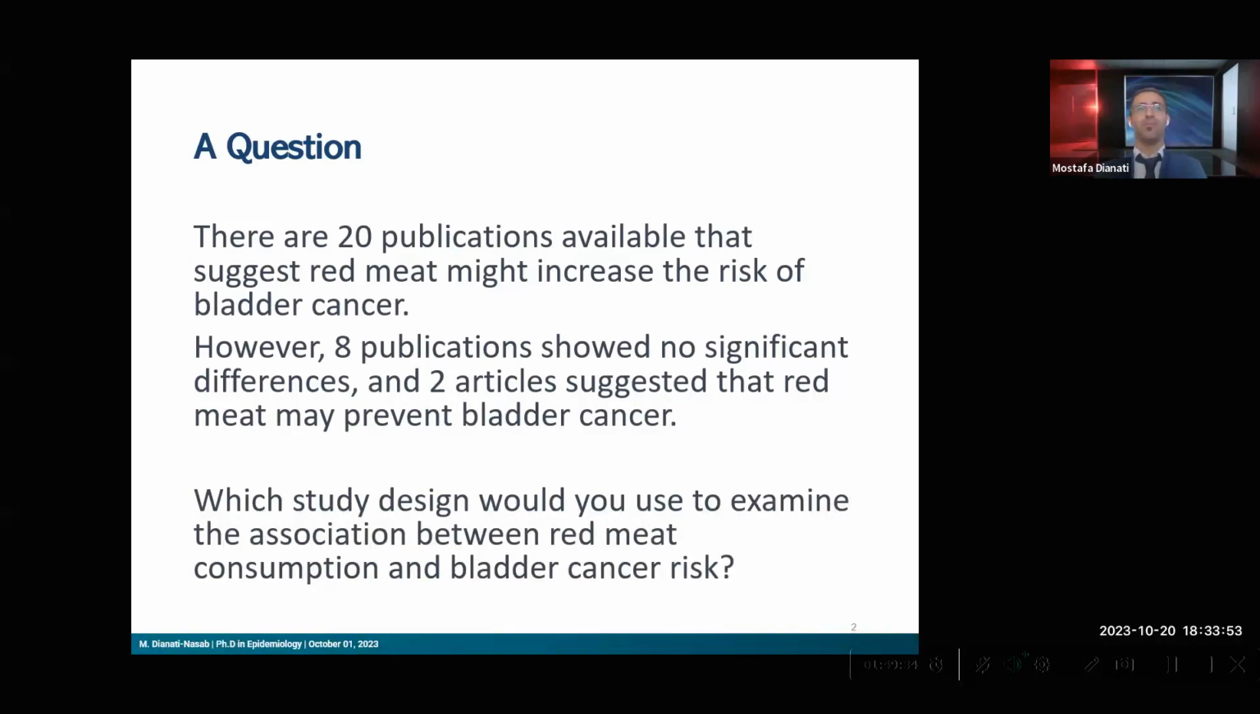Is it really true? How can we make a conclusion over these 30 studies, where the majority are saying yes, increased risk, 8 out of these 30 publications are saying no association, and 2 are saying red meat may prevent bladder cancer? So which study design would you use to examine the association between red meat consumption and bladder cancer risk?